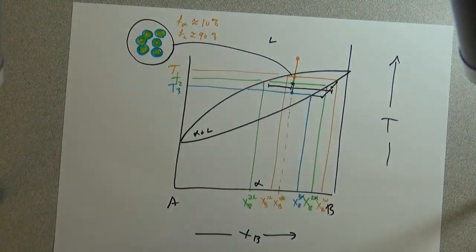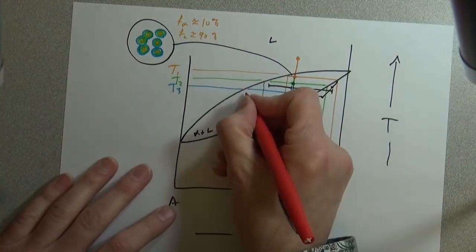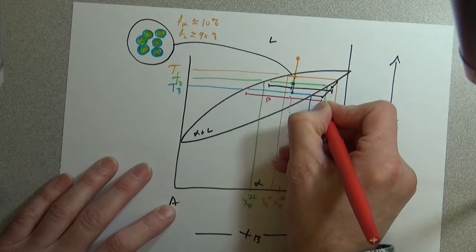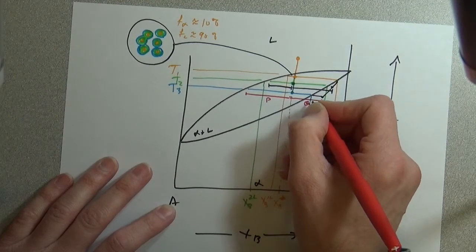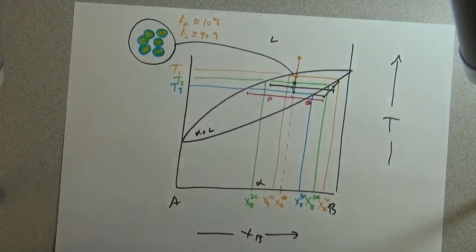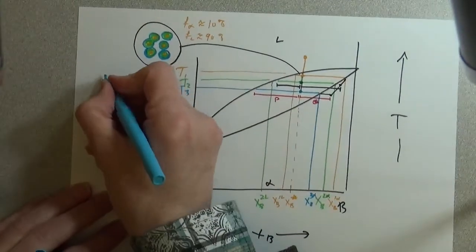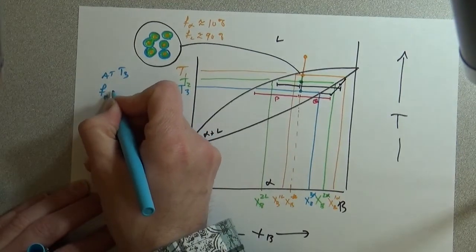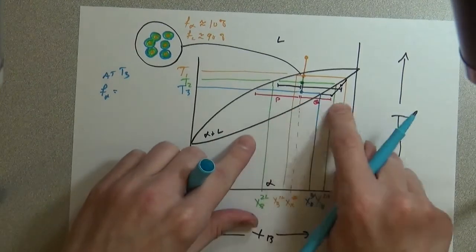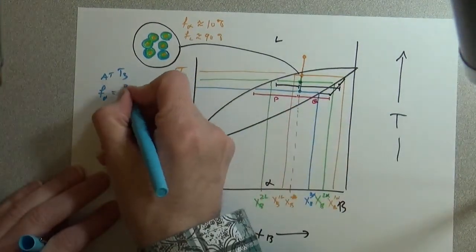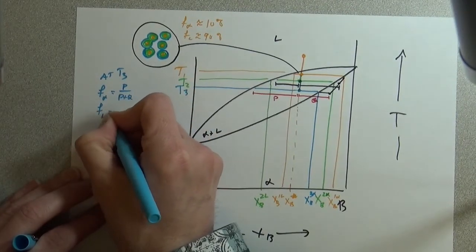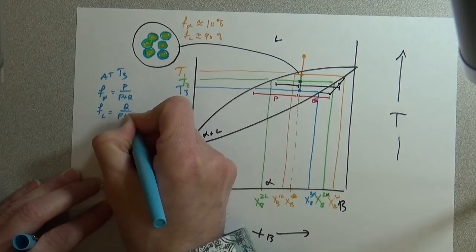Which means that the phase fraction can be determined by applying the lever rule, where this is P, this is Q. So at T3, F of alpha is equal to, so that's alpha over there, P over P plus Q, and F liquid is equal to Q over P plus Q.